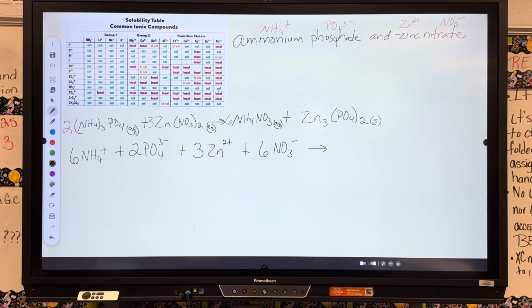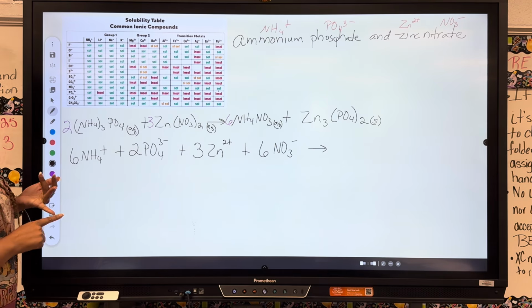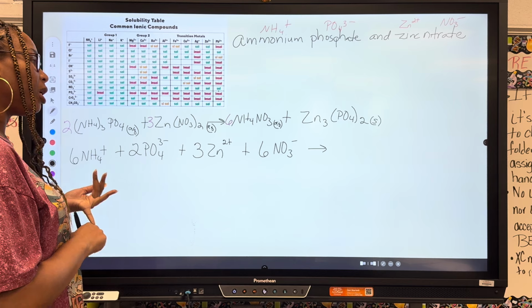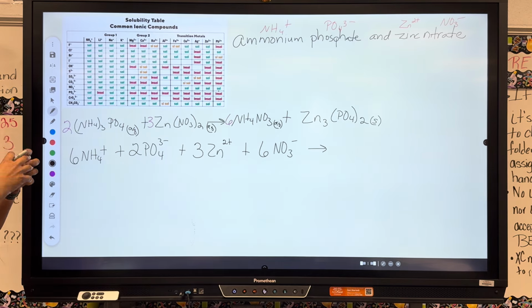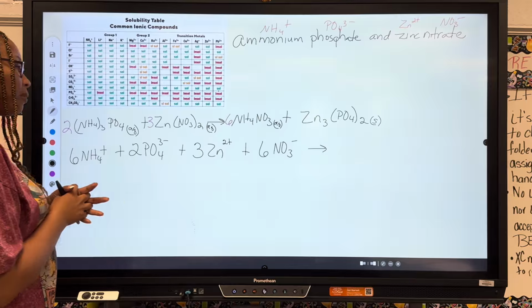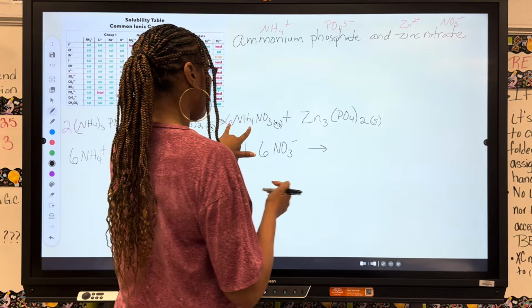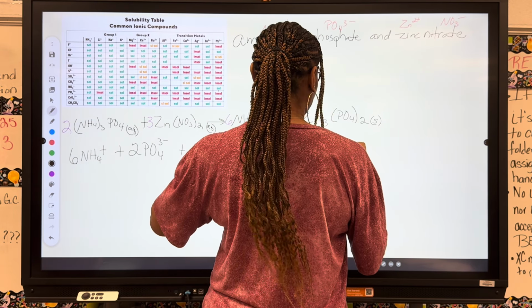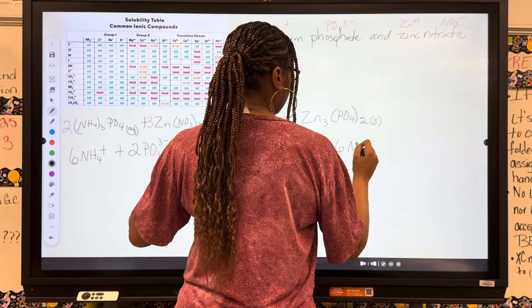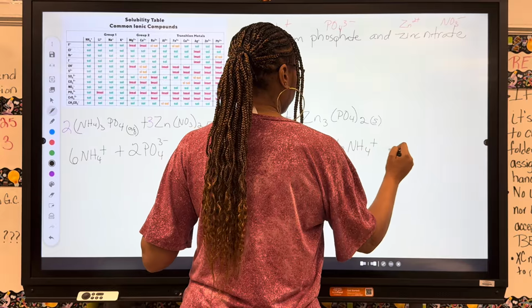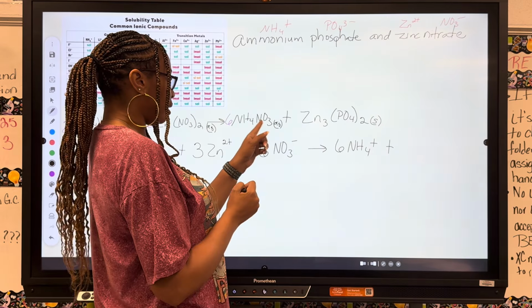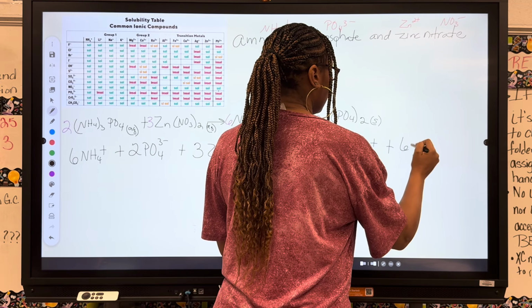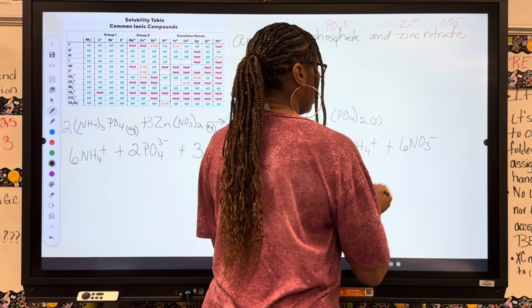We're going to repeat the process for the products. However, if it is not aqueous, I cannot break it up into ions, because remember, it is the water that separates the ions from each other, and a solid is not broken up into ions. So when I come to this side, I have my ammoniums again, 6 NH4 plus, and my 6 nitrates, the 6 NO3 negatives.